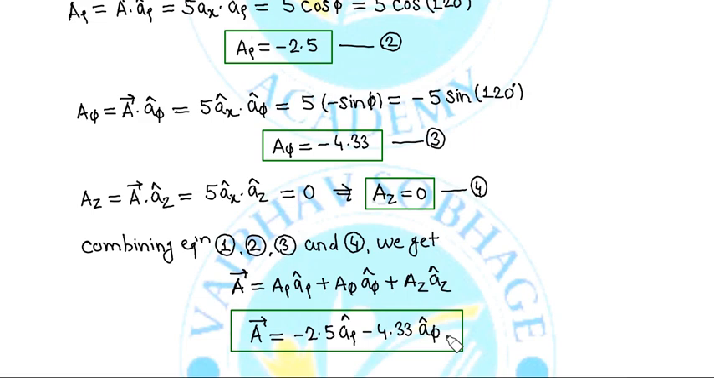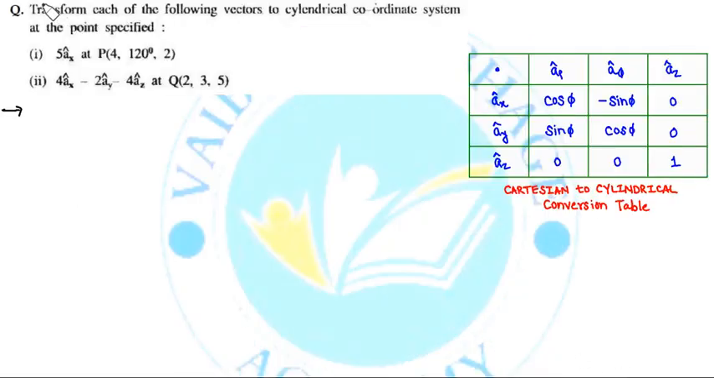Now we will be moving on to the second part of the numerical. If you look at the second part of this numerical, we are given some vector which is expressed in terms of x, y, and z, that is in the Cartesian system, and it is located at point Q, which is again in the Cartesian system. We have x equal to 2, y equal to 3, and z equal to 5. Okay, so what do we have to convert? We have to convert this x, y, and z in terms of the cylindrical system.